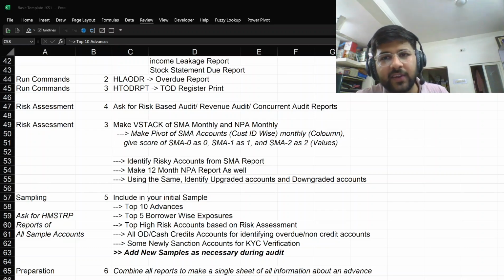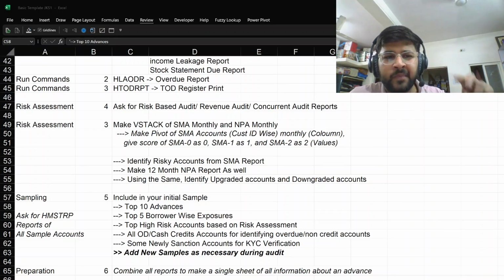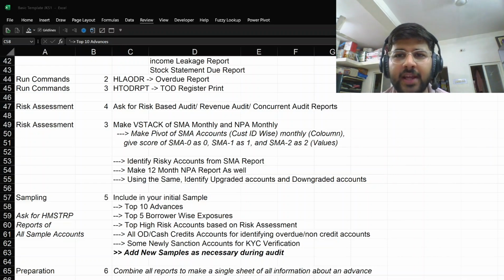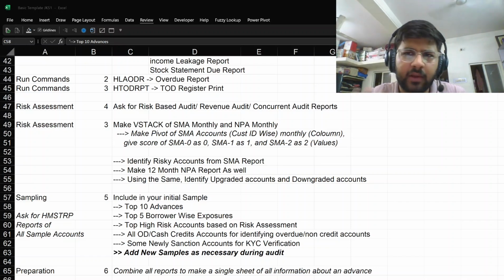It's easy to identify these accounts, so you would include all of them in your initial sample, and some newly sanctioned accounts for KYC verification. So for all of these accounts you would ask the management to generate the HFIN RPT report for the last 12 months and save it in a TXT file. And this would help you to automate a lot of conversion of accounts using a macro or Power Query.